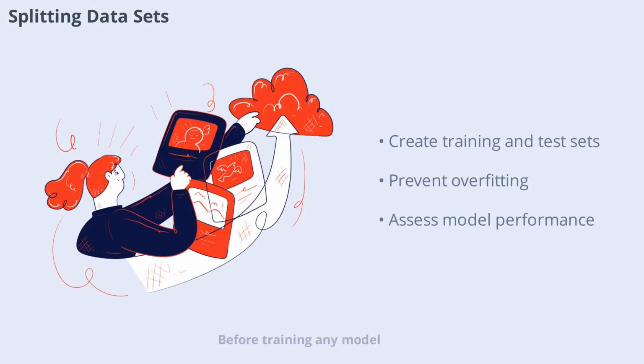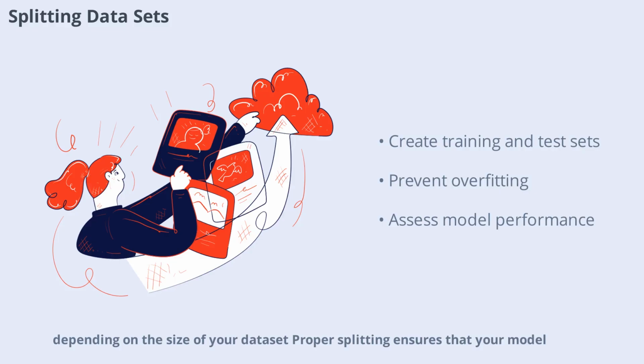For training any model, it's important to split your data into training and testing sets. This allows you to evaluate the performance of your model on unseen data and prevent overfitting. Common splits include 70-30 or 80-20 ratios, depending on the size of your dataset. Proper splitting ensures that your model generalizes well and provides reliable predictions.